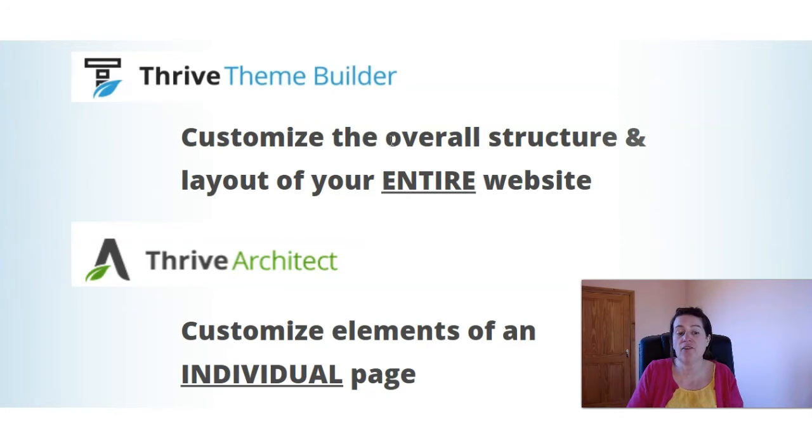Well, with Thrive Theme Builder, you can customize the overall structure and layout of your entire website. Whereas with Thrive Architect, you are customizing elements or content within an individual page. So within the Thrive Theme Builder, you'll get a WordPress theme called Shapeshift. You need to have some sort of theme for your website as your overall design for it. So if you don't use Shapeshift, you'll be using something else. So the difference here with Thrive Theme Builder is you'll be able to actually edit and modify all the features within that Shapeshift theme within the actual WordPress dashboard.